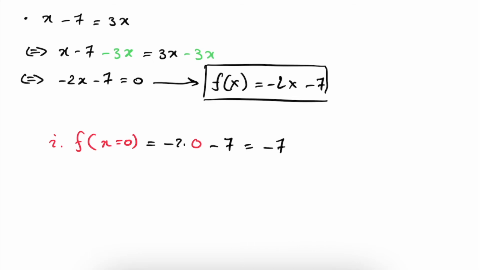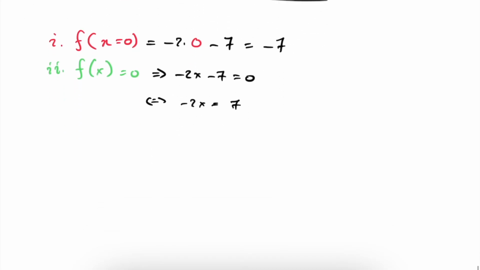The second point is where f of x is equal to 0, for which we need to solve the linear equation. Minus 2x minus 7 is equal to 0, or minus 2x is equal to 7, because I add 7 to both sides of the equation. Or this is equal to x is equal to minus 7 divided by 2. So there we have our second point.